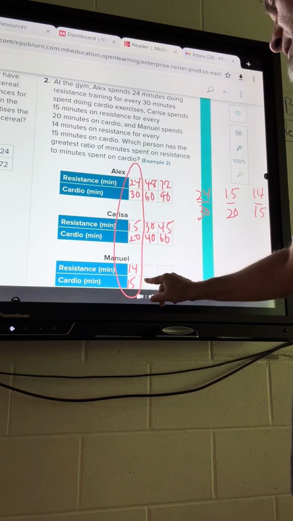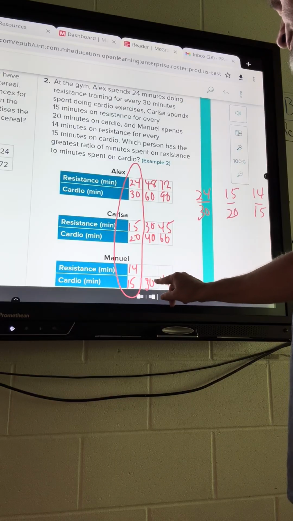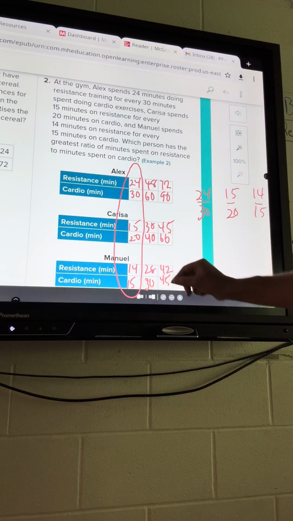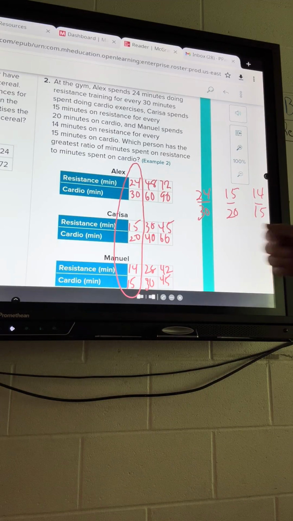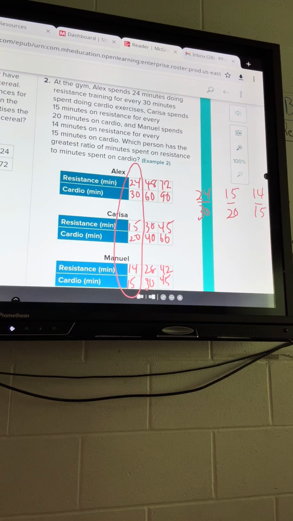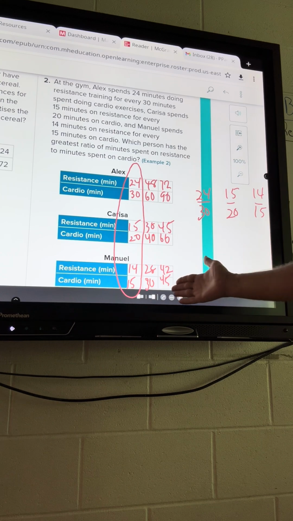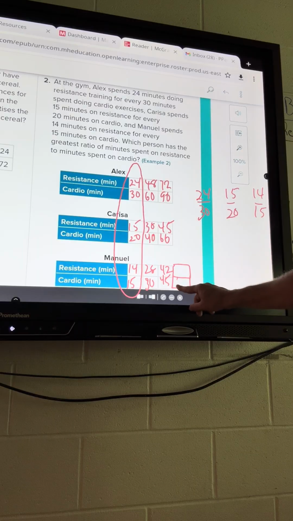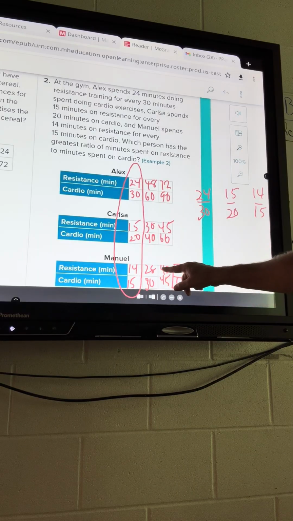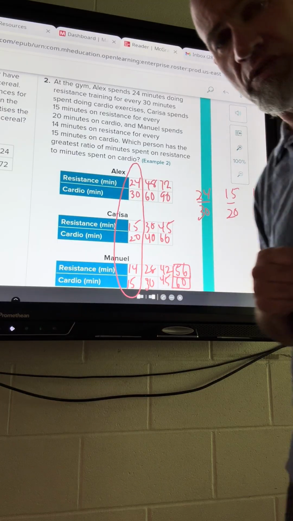So it's looking like it's gonna be probably, well, let's see what we have here. So we've got 30, 60, 90, 20, 40, 60, 15, 30, 45. Really, there isn't a common one here. So let's look at the resistance, 24, 48, 72. Yeah, those aren't either. So you may have to go one further for Manuel and get that 60 in there. And that way we know we're counting by 15s up here and by 7s here, or 14s, I'm sorry. So 56 and 60. You can try that, it's up to you.